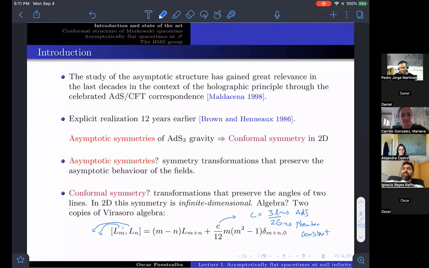Thank you so much. Okay, so with the lowest modes, this means 0 and plus minus 1, we have the Lorentz generators. And with the higher modes, we can construct the conformal group and also this infinite dimensional tower of generators.